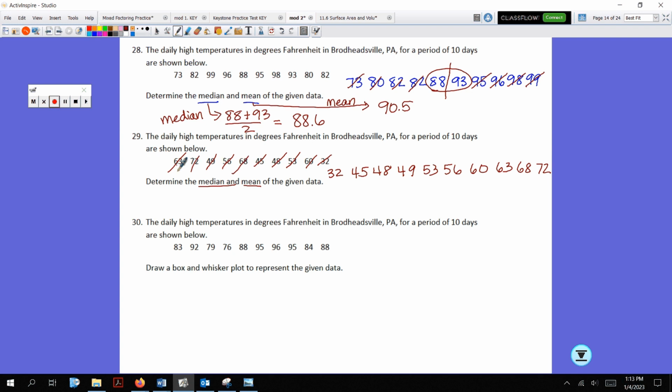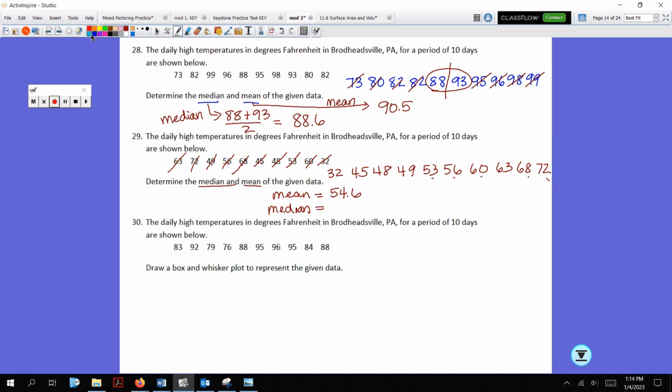Again, just a quick check. 1, 2, 3, 4, 5, 6, 7, 8, 9, 10. Cool. Let's find the mean. So we add up all the numbers and then divide by 10, and you should get 54.6. And the median, we're going to find in just a second.